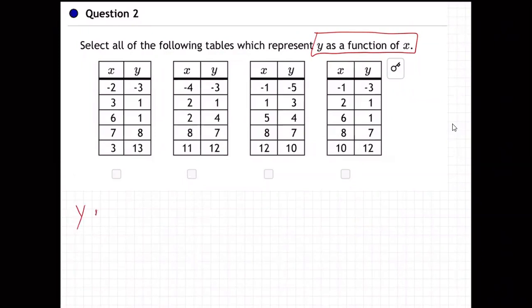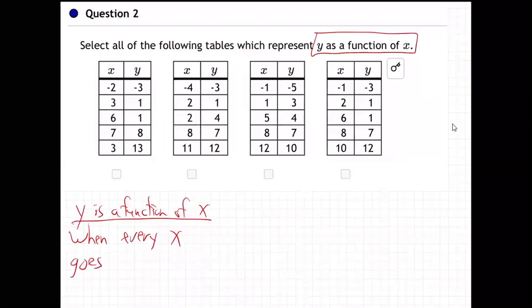Y is a function of x when every x goes to only one y value. When every x value goes to only one y value. What am I talking about?